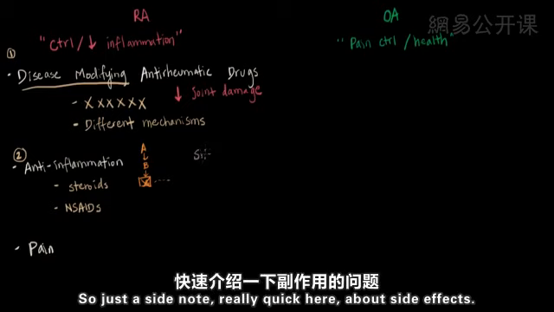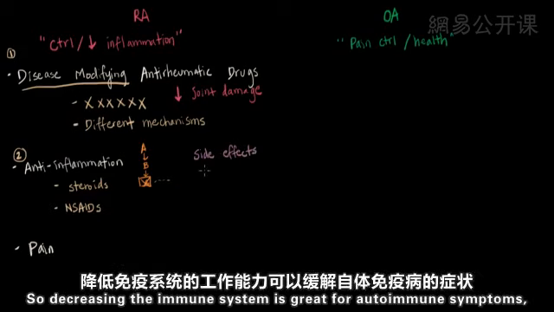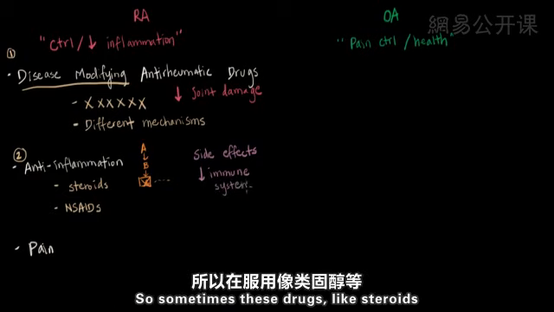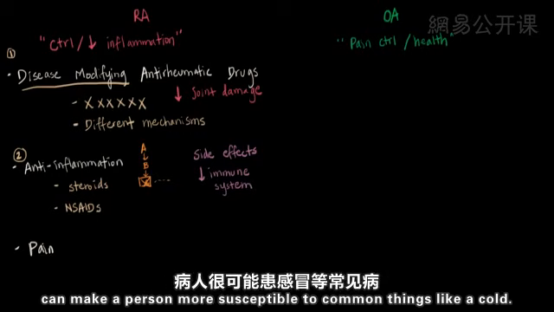So just a side note really quick here about side effects. If you look at these drugs, they're anti-inflammatory, as in they decrease the immune system. So decreasing the immune system is great for autoimmune symptoms, but they also just decrease our body's defense as well. So sometimes these drugs like steroids or some of the disease-modifying drugs can make a person more susceptible to common things like a cold.